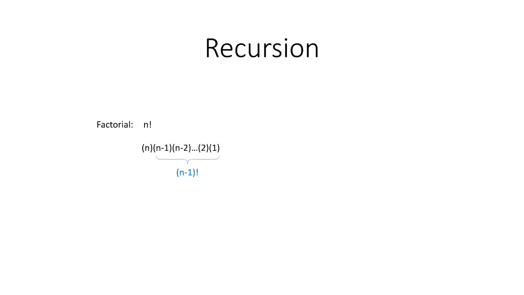But notice that this is n minus 1 factorial, which makes this a perfect candidate for recursion. We can define n factorial as n times the prior number's factorial. So let's take a look at some code. This is the way it would look in Java. As you can see, we've declared a function, factorial. We pass in the value that we want to calculate.